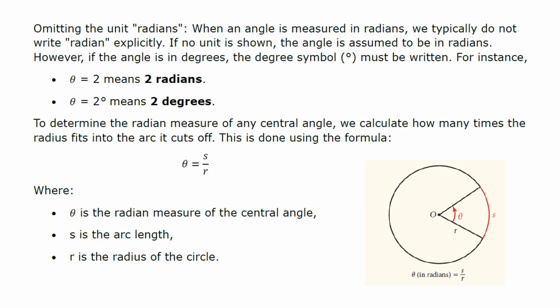To determine the radian measure of any central angle, we calculate how many times the radius fits into the arc it cuts off. This is done using the formula theta equals s divided by r, where theta is the radian measure of the central angle, s is the arc length, and r is the radius of the circle. And your image here to the bottom right shows exactly where each variable would be on our circle.